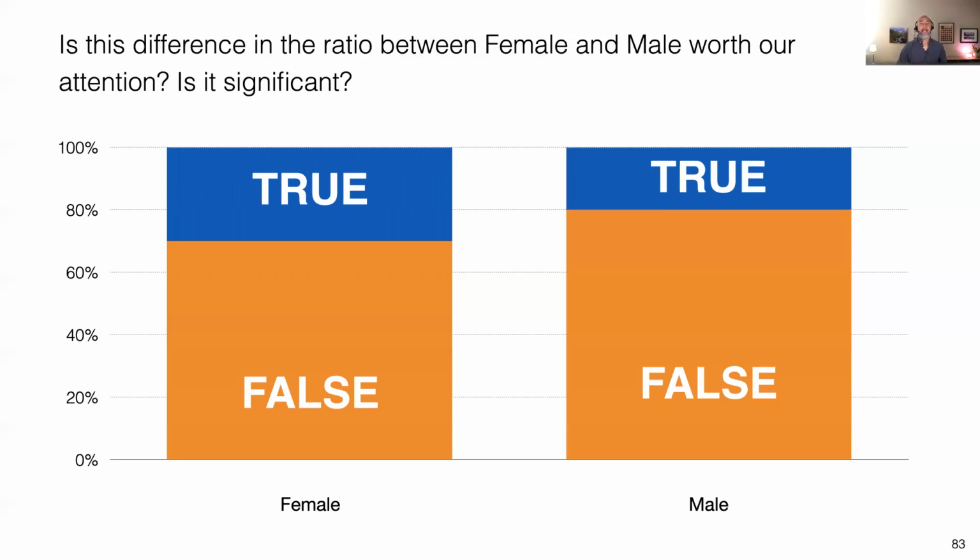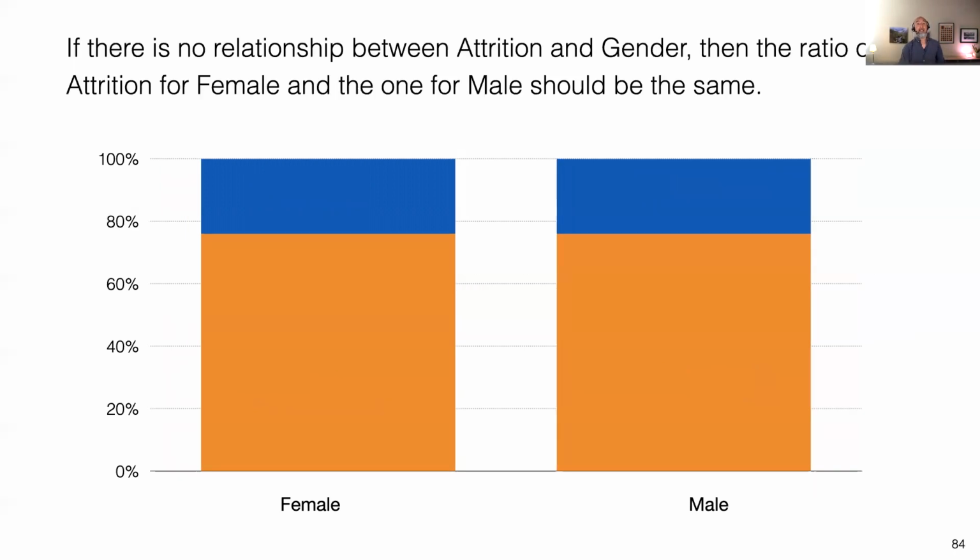Then we can say, hey, it seems like ratio-wise there is some difference, but is this difference significant? And if there is no relationship, let's say between gender and attrition, you know what, it doesn't matter. It looks like there's a difference, but it actually doesn't really matter. In that case, this is sort of theoretical, when there's no relationship between gender and attrition. So same ratio, right? Let's say both of them are around 80% or something like that. Then we can say, okay, there is no difference between these two.